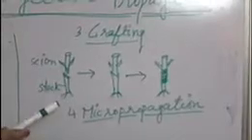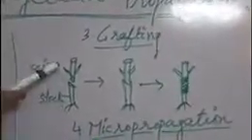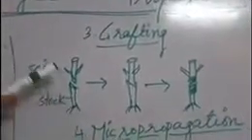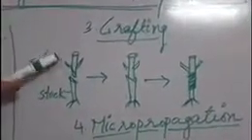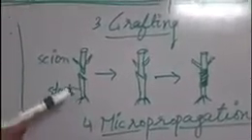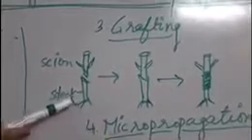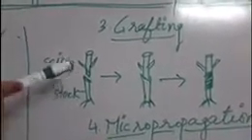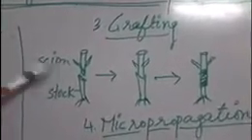Now next we are going to discuss grafting. It is a method in which cut stems of two different plants, one with the root, the other without roots, are joined together in such a way that it produces a new plant. Now the cut stem having the root is known as stock, and the one which is without the root is known as scion.